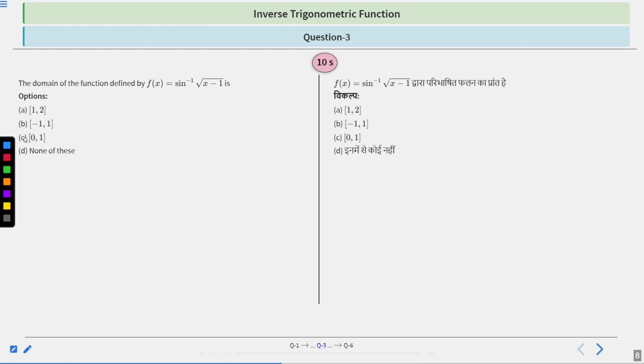Now, see, the hint of this question is domain of sine inverse x is x between -1 to 1, right? So in this way, you can try to calculate the domain by putting root over x minus 1 between -1 to 1, right? In this way, you can try to approach this question. You have 10 seconds to solve or think about this question. After 10 seconds, we will discuss the solution, right?